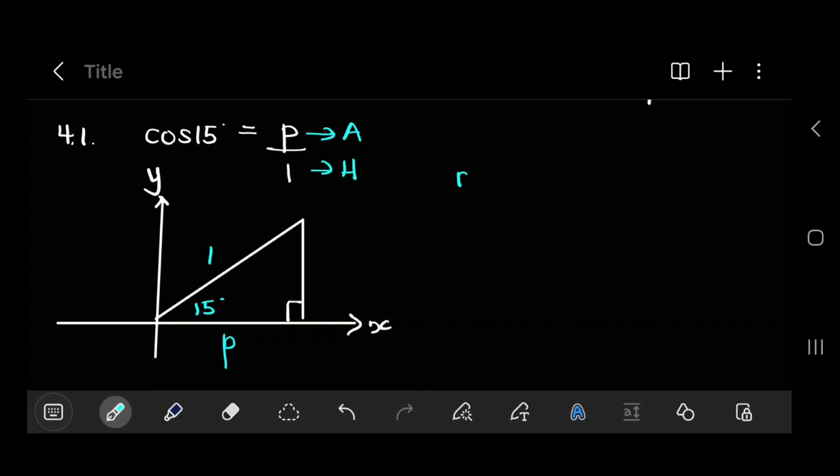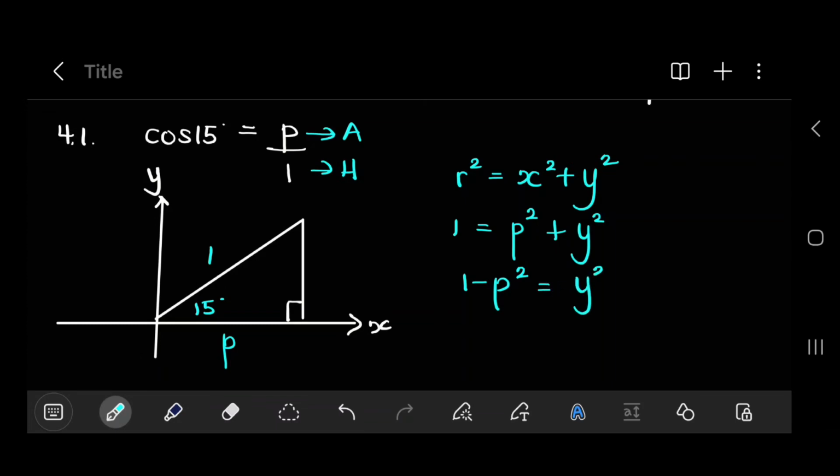So let's do that. We have r squared is equal to x squared plus y squared. R is the hypotenuse, which is 1 in this case. 1 squared is 1. X is always your horizontal distance on your triangle, which is p, so p squared. And then y is unknown. Let's take the p squared over to the left. We've got 1 minus p squared is equal to y squared. To get y alone, let's square root both sides. So we have y as the square root of 1 minus p squared.